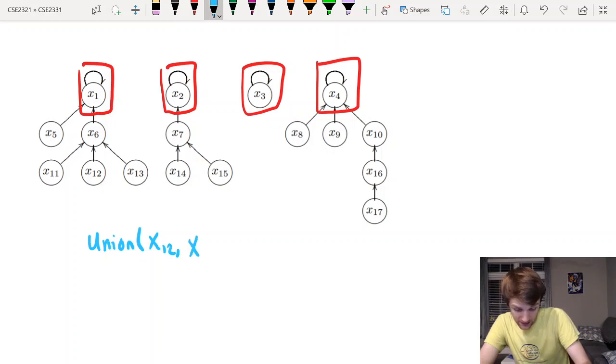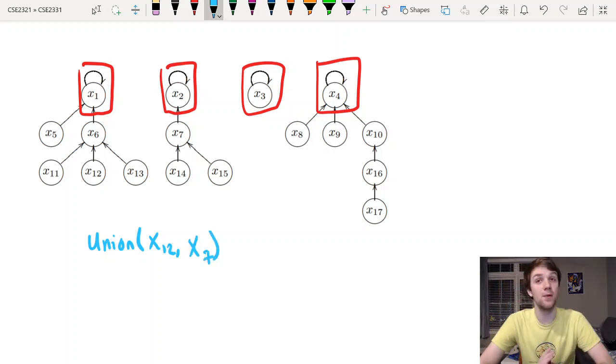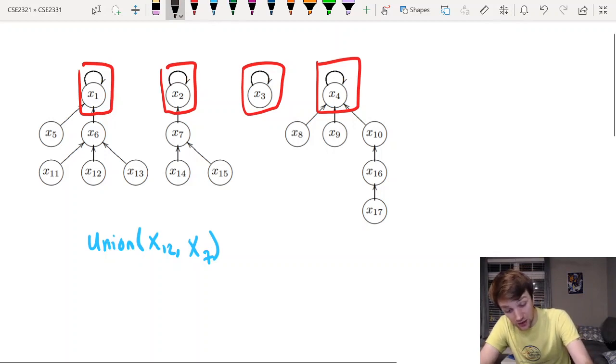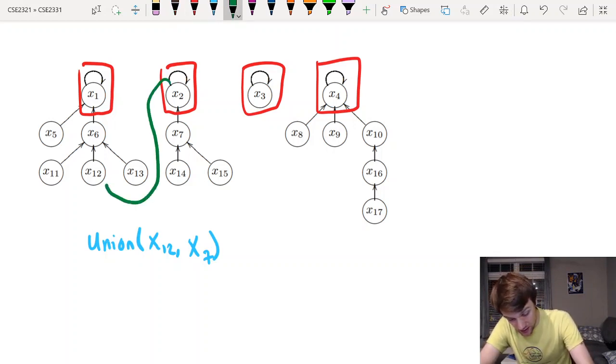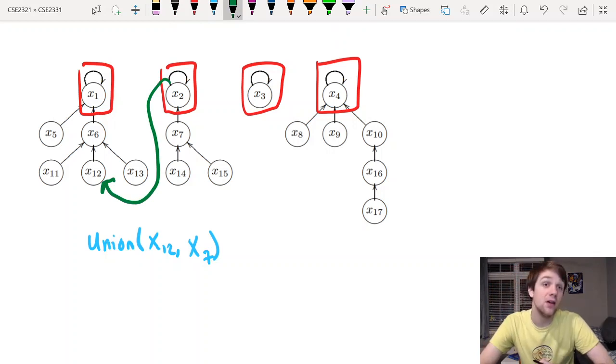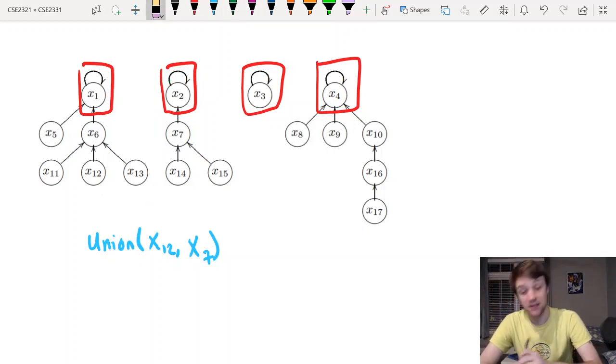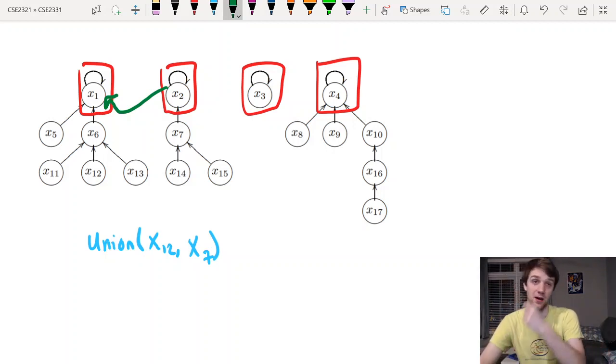One of the most obvious ways, let's say we wanted to do union x12 and x7. So x12 lies in the first tree and x7 lies in the second tree. One way you might think to do that would be to take x2 here and attach it to x12. But this has an unfortunate consequence of radically increasing the height of the tree potentially. So that's not actually a good way of doing things. Instead, let's attach x2 to the root of the tree containing x12. That seems like as good of an application as any.